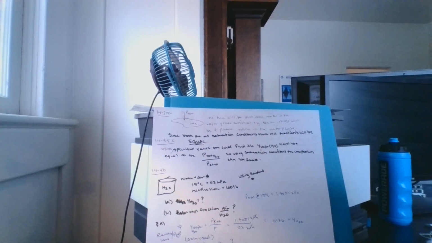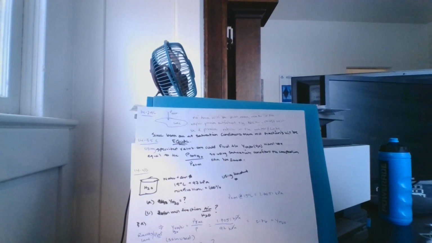For 14-29C, there is not enough time for the water vapor to phase out of the air, and most will be in the liquid phase while that is in the lake. For 14-35C, we can use specified values to find P vapor, and it would equal the saturation pressure of water over the pressure, to give you your known values.